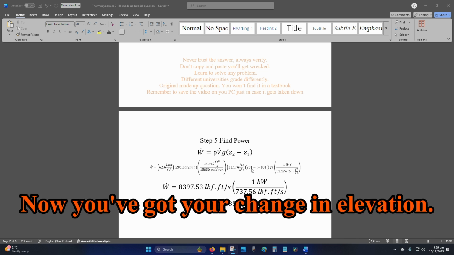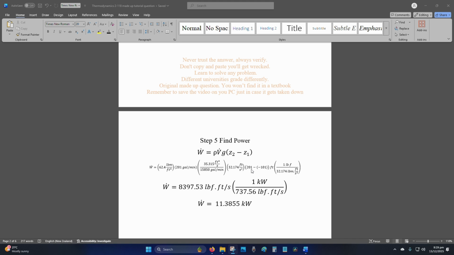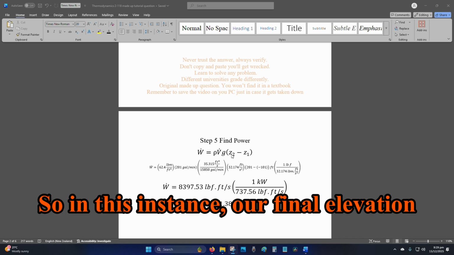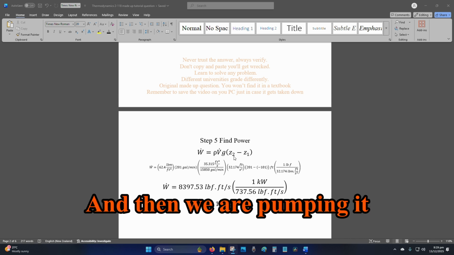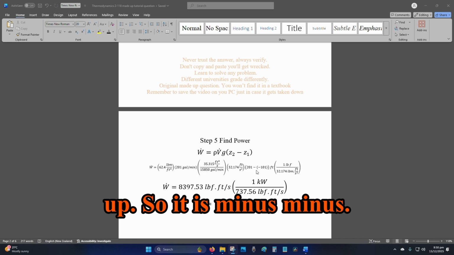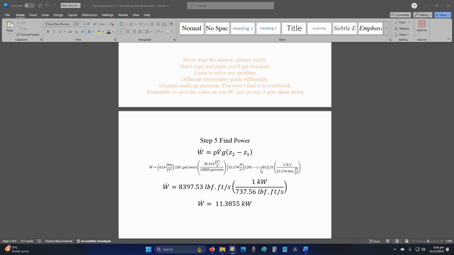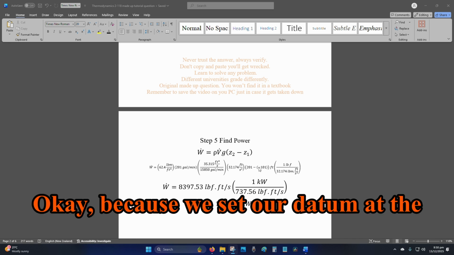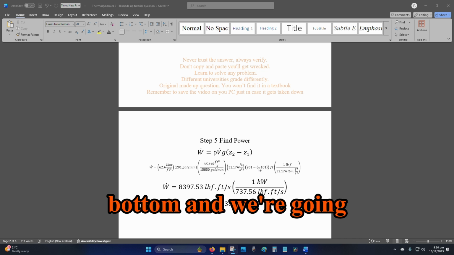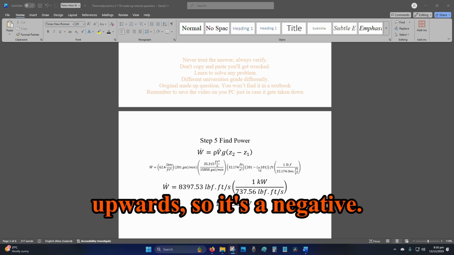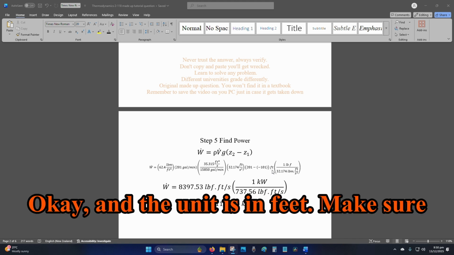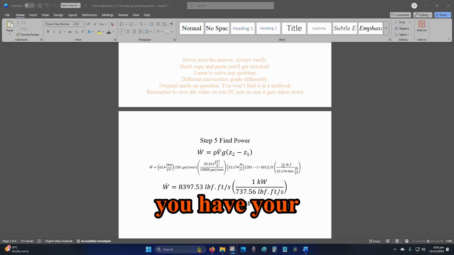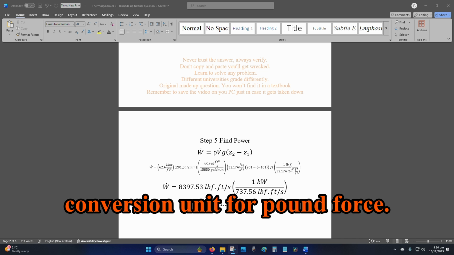Now you've got your change in elevation. So in this instance, our final elevation is the 201 because it's below ground. And then we are pumping it up. So it is minus minus. Okay, because we set our datum at the bottom and we're going upwards, so it's a negative. Okay, and the unit is in feet. Make sure you have your conversion unit for pound force.